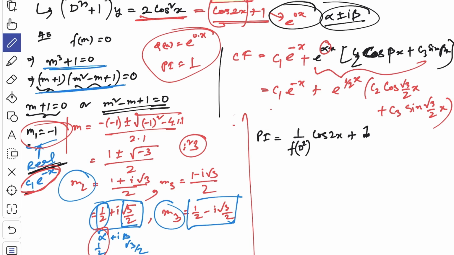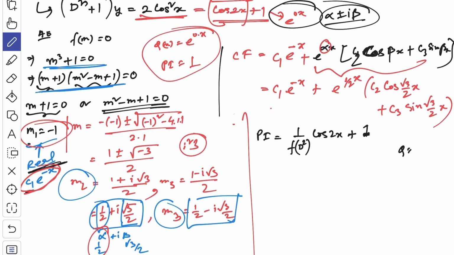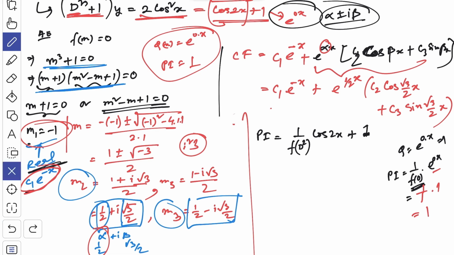Because you see, if Q of x is equal to e to the power 0 into x, that means 1, then PI is equal to 1 by f of 0, into e to the power 0x. So f of 0, if you put 0 in the given equation, this is f of D. If you put 0 here, you will get 1, so 1 by 1, and e to the power 0 into x is again 1, so it becomes 1. That's why it is 1. Hope you got this part.